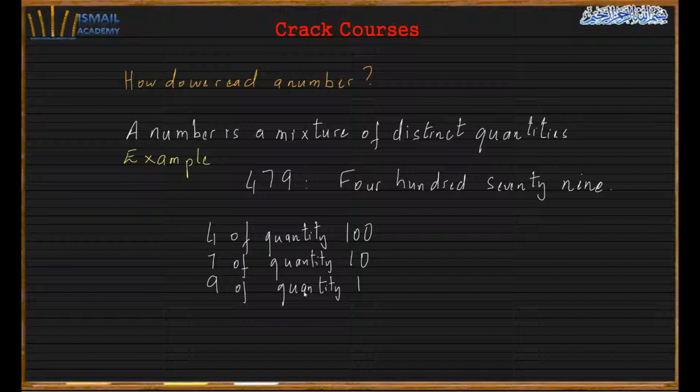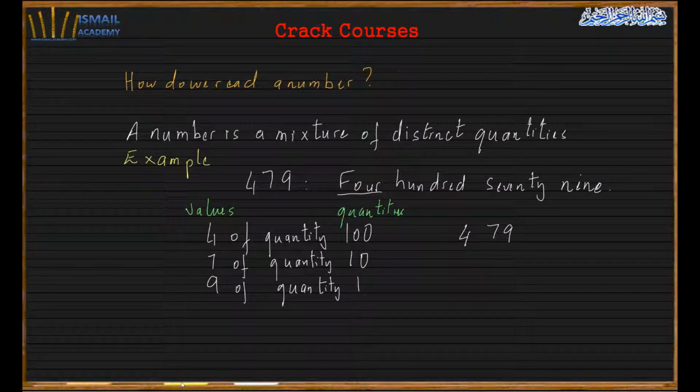So it's exactly how we read. We read the value of each quantity. These are the values and those are the quantities. What we read as the value, we assign to each quantity. So 400 assigns 4 to the quantity 100. I have 4 of the quantity 100, 7 of the quantity 10, and 9 of the quantity 1s. This is exactly how we read a number.